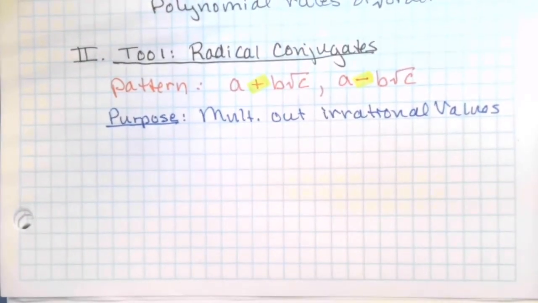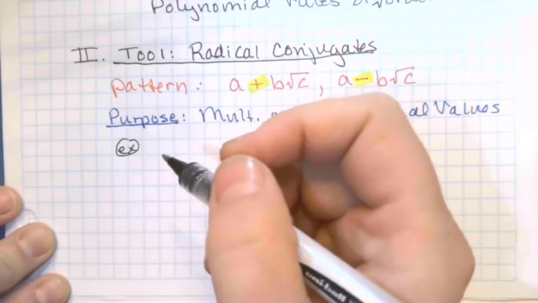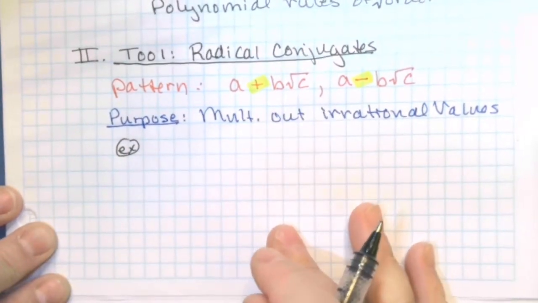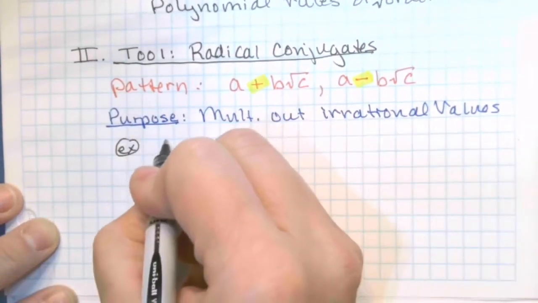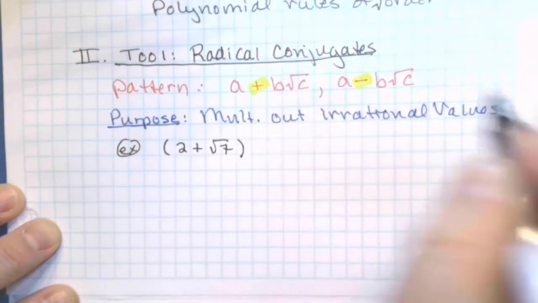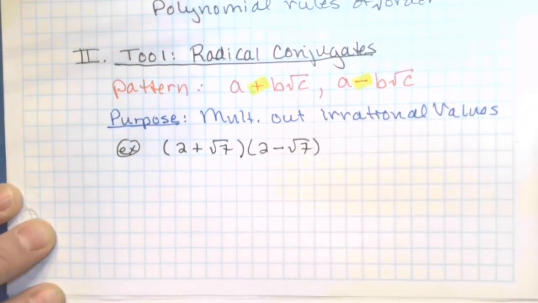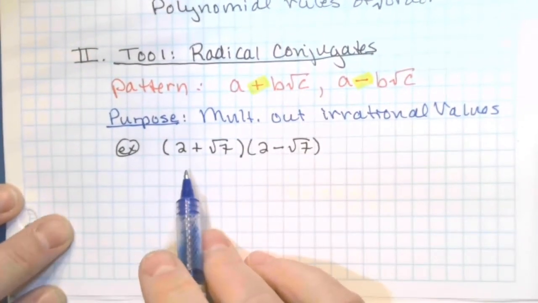And the mechanics of that are pretty simple. When you multiply a number by its conjugate, the radicals automatically simplify out. So here's an example of that. 2 plus square root 7 times its conjugate, 2 minus square root 7. As before, we're going to use distribution.